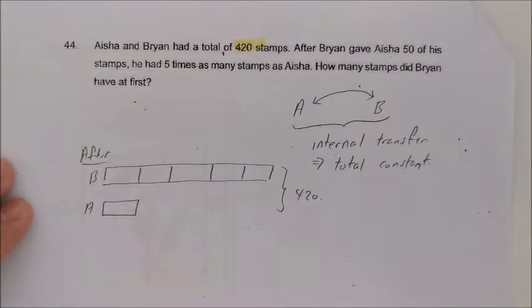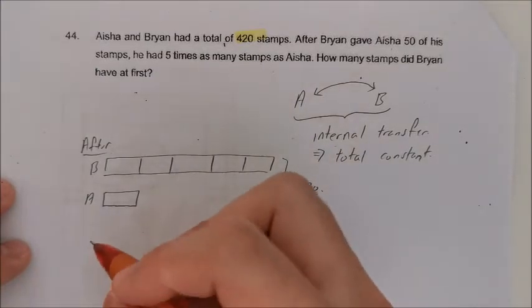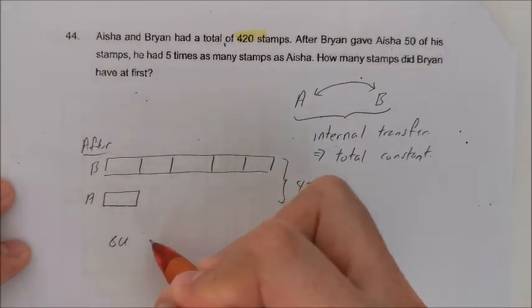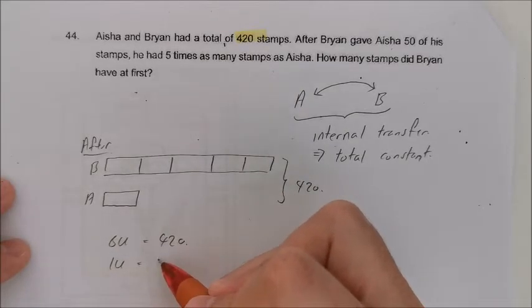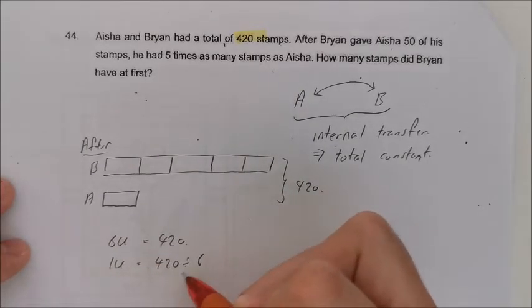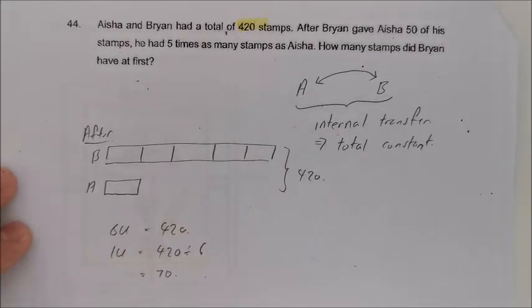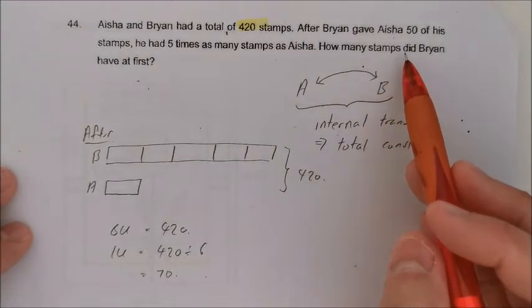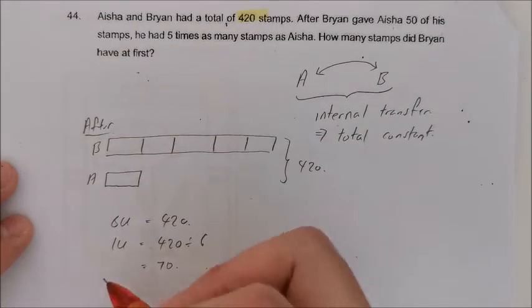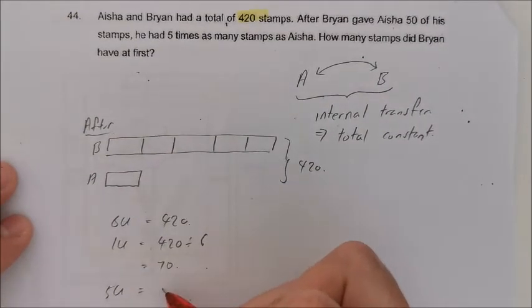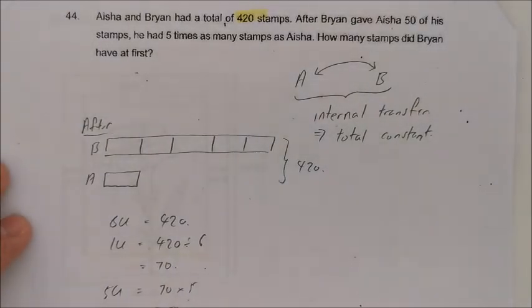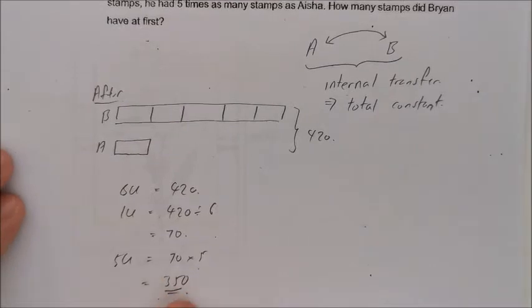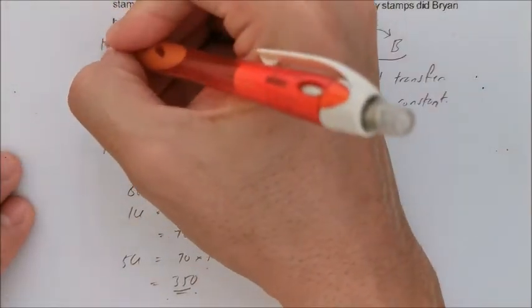To find the after is very straightforward. 6 units is 420. 1 unit will be 420 divided by 6, which is 70. And you want to find out how many stamps Brian had at first. So Brian will be 5 units, 70 times 5, 350. If I know Brian had 350 stamps at the end, how many stamps does Brian have before?